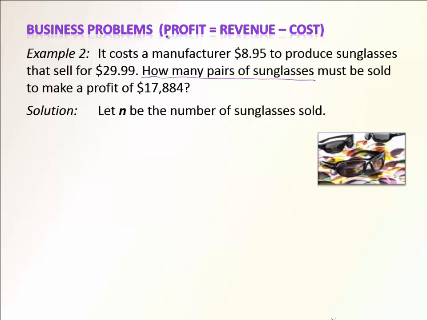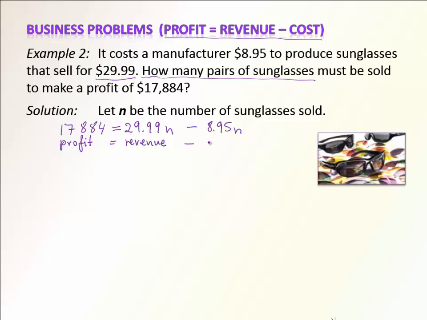So we have a profit, and we can follow the formula profit equals revenue minus cost. So profit, $17,884 equals revenue. But what is revenue of selling n pairs of sunglasses? Well, it will be the price of one pair of sunglasses times n. So $29.99 times n. Price per one pair times number of pairs gives you the total revenue. So this is revenue. And that one was profit. Profit equals revenue minus the cost. But the cost of producing one pair of sunglasses is $8.95, and we have n pairs. So the overall cost is $8.95 times n. So this one will represent our cost.